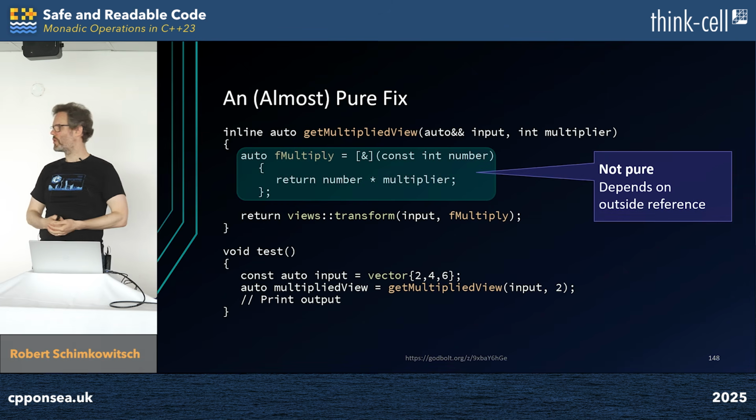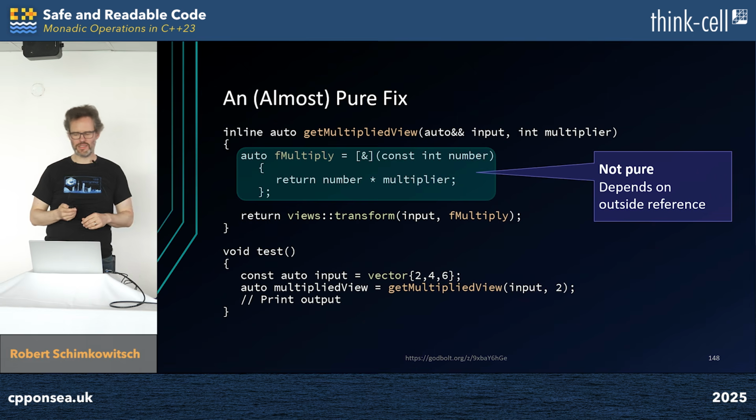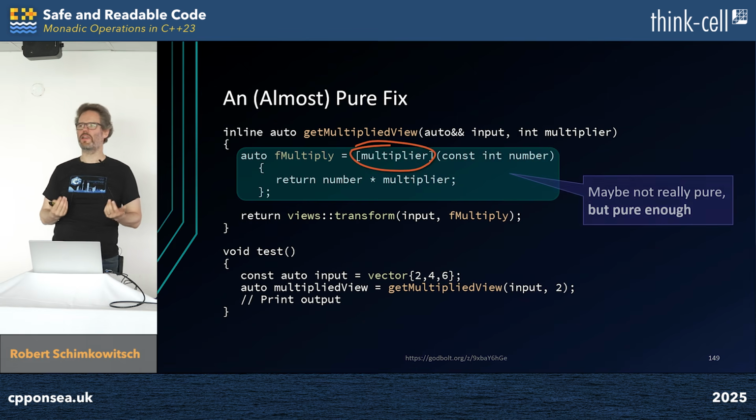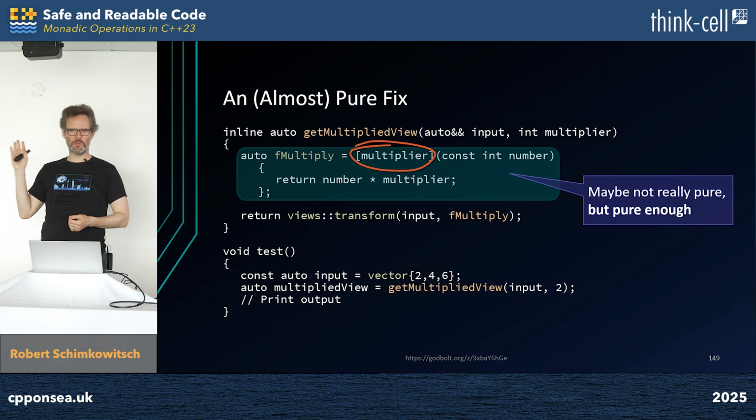So back to our initial problem, we could say that the lambda is not pure because it captures outside state using this lambda capture with reference. And we can improve that by capturing by value. Is it really pure now? I actually don't care. It solves our problem.